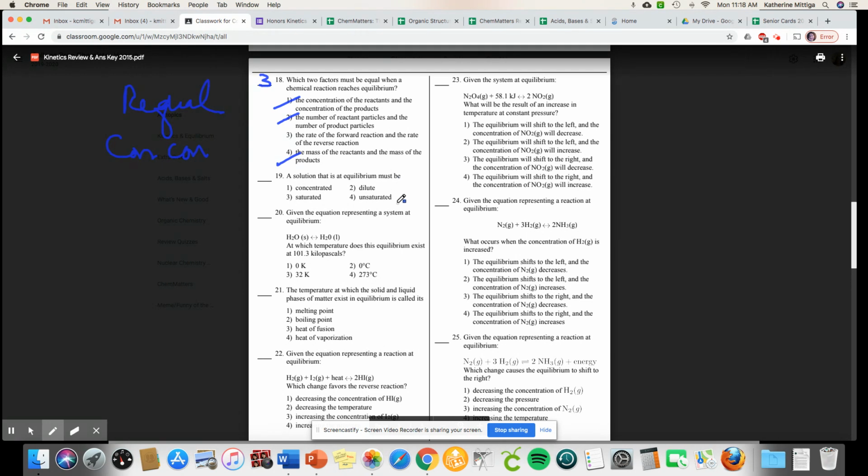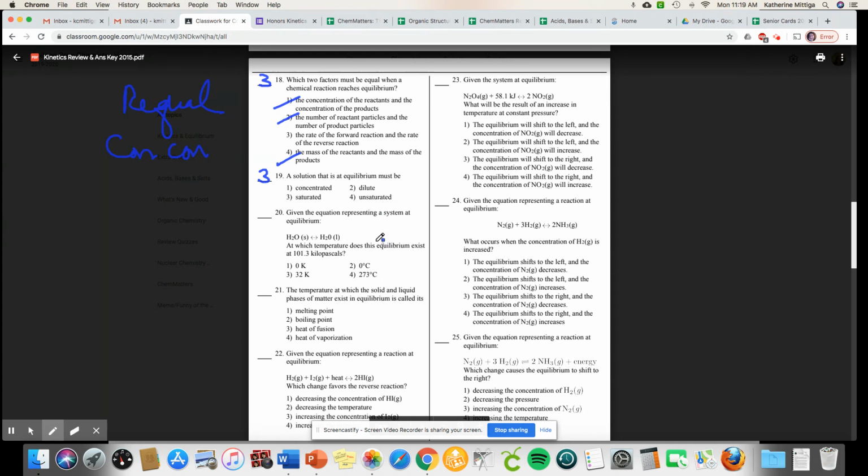Solution equilibrium. Okay, so this is another definition. Solution equilibrium must be saturated, which means you're at the maximum. You can't take any more in or get rid of any more. So if you were to try to dissolve more, the amount that you dissolve would be the same as the amount that comes out as a precipitate. So saturated.